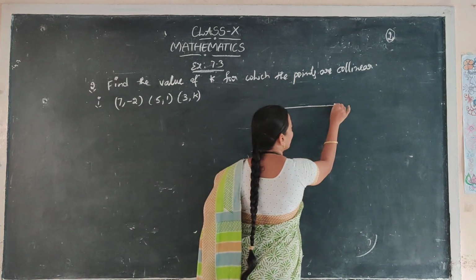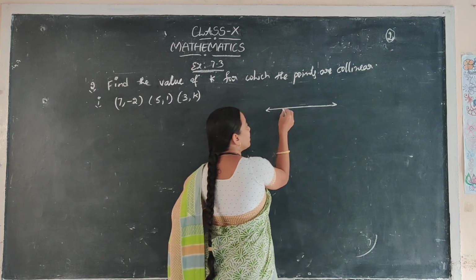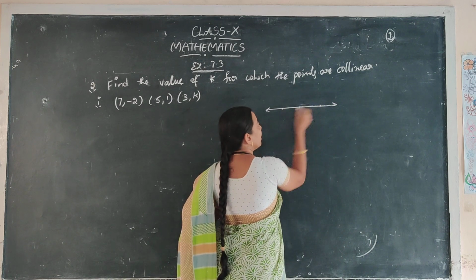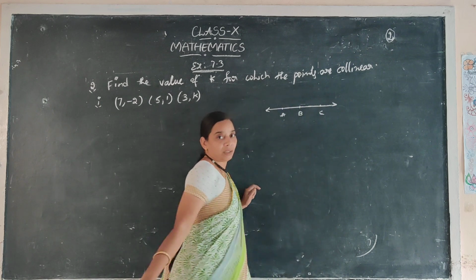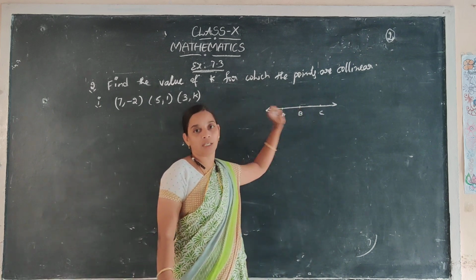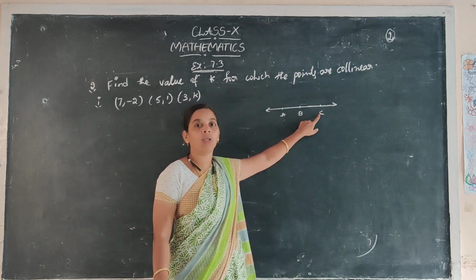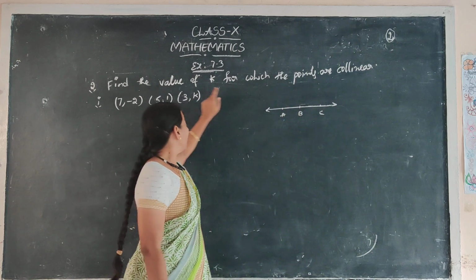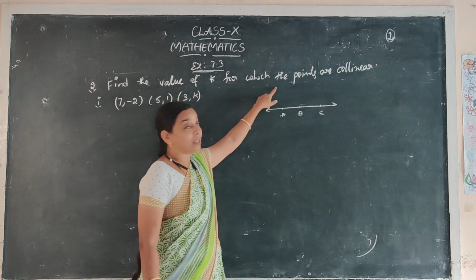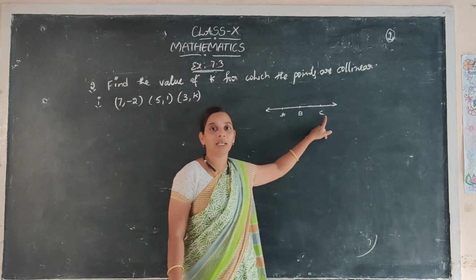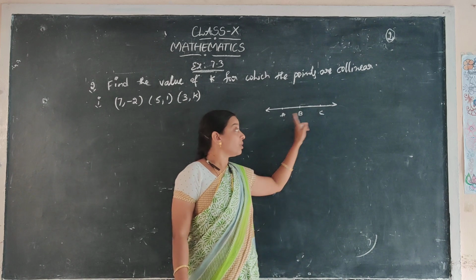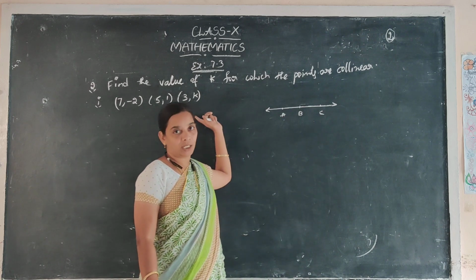That means this is a line segment or line. Suppose in this line, 3 points are there. These 3 points are lying on the same line, so that's why they are collinear. These points are called collinear points. Here the question also says the points are collinear, that means those 3 points are lying on the same line.